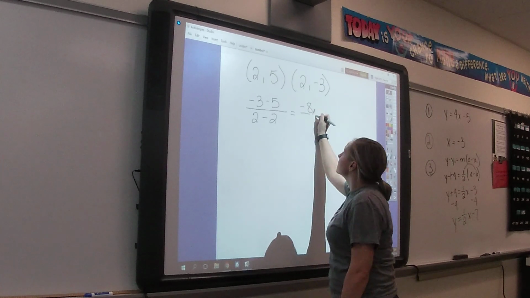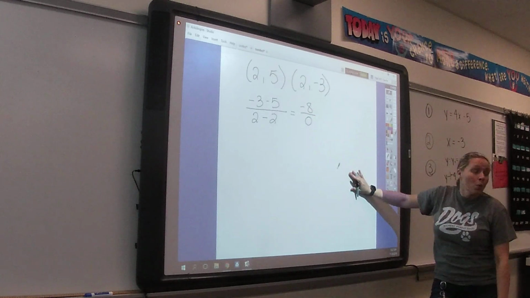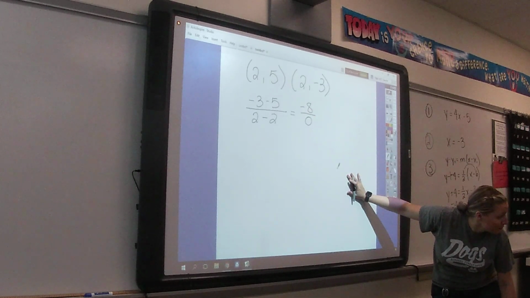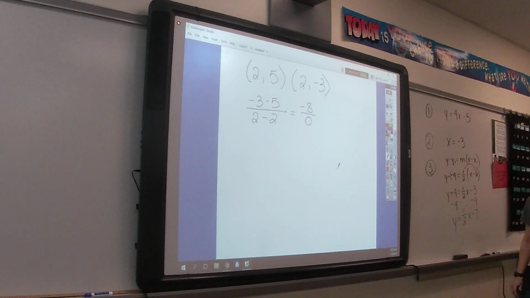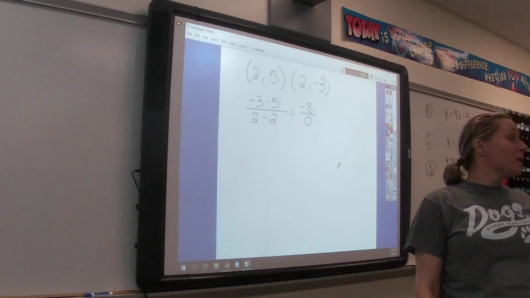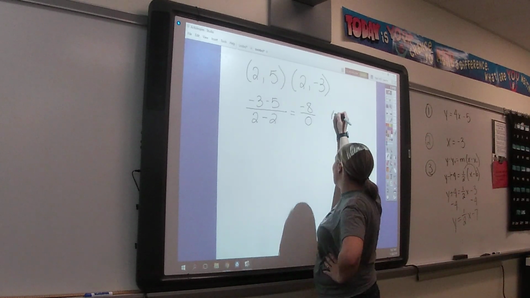And for this one, wouldn't this be undefined? Why is it undefined, Jaden? Because you're dividing by 0, you can't do that. Where is the 0? 0 is on the bottom, right? So if 0 is in the denominator, we can't divide by 0, which means this is an undefined slope.